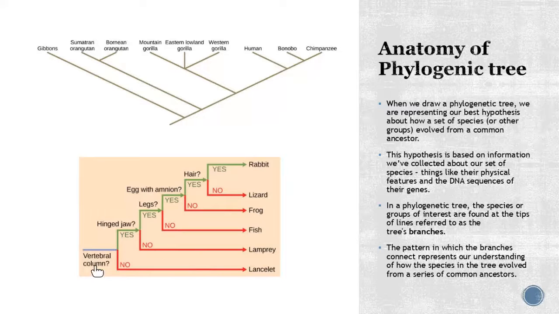So we get to this part right here. Do they have a vertebral column? If no, it goes to this group right here. But if they do, we branch off right here. And then the next characteristic we looked at is, do they have a hinged jaw? If they don't, we classify them as lampreys. But if they do, they go to this group right here, where they're fish. So they do have a hinged jaw. The next characteristic we looked at, do they have legs? Fish don't. They go right here, but if they do, we broke it off.